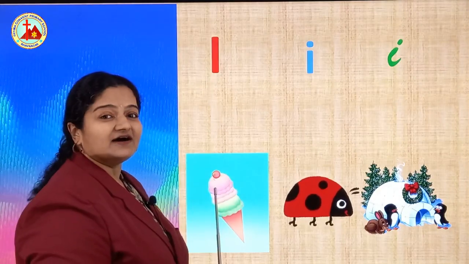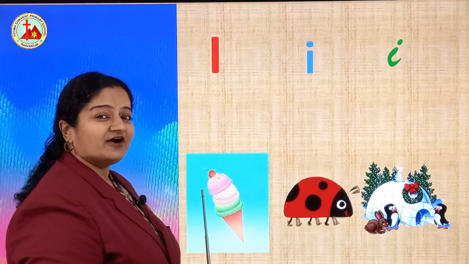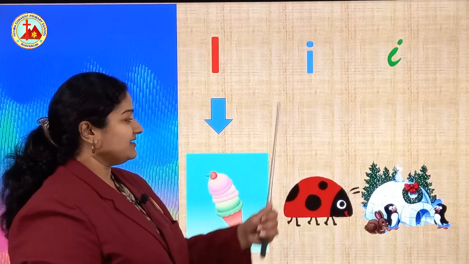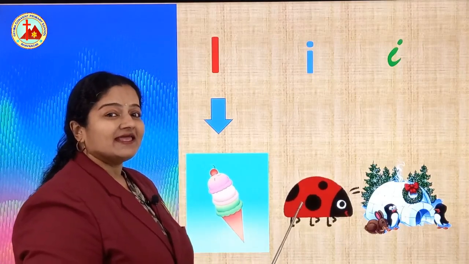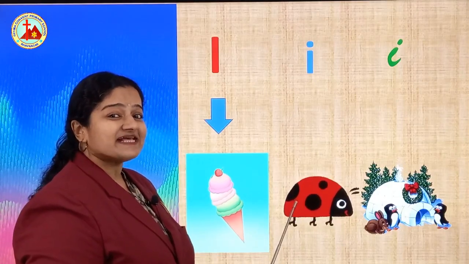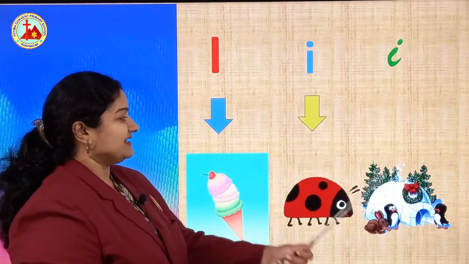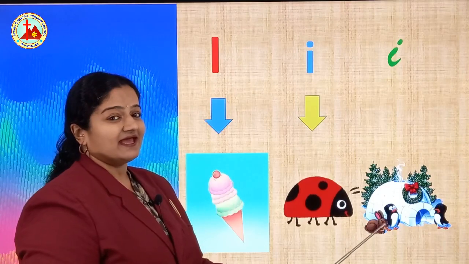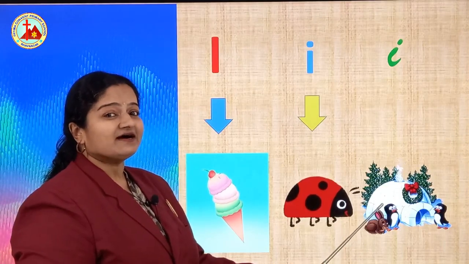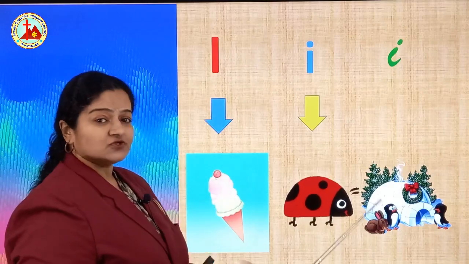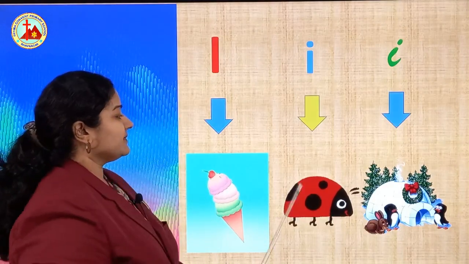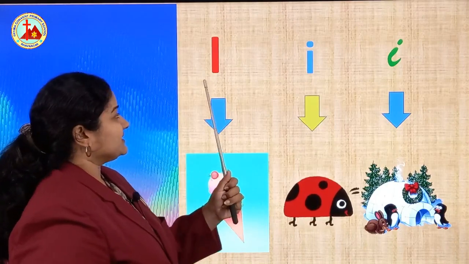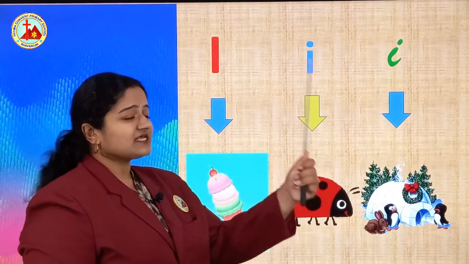Now tell me which picture is this? Yes, I for ice cream. Now this one, it starts with I. Insect. Yes, and the last one, a very cool place to stay. Yes, I says igloo. So ice cream, insect and igloo start with I. Capital I, small i, cursive I.